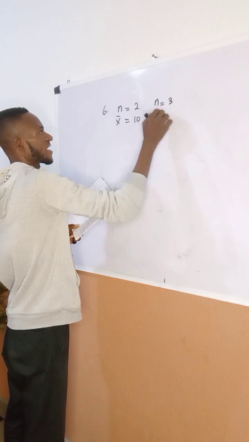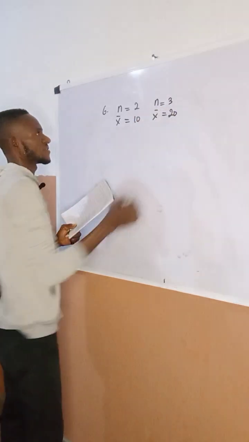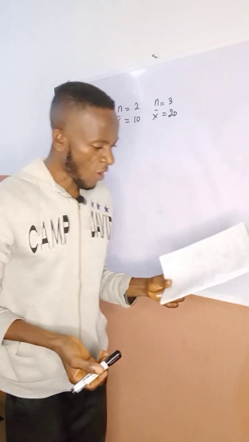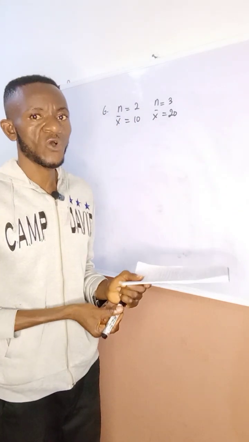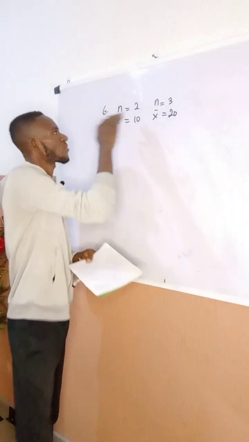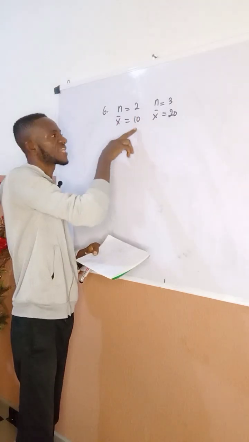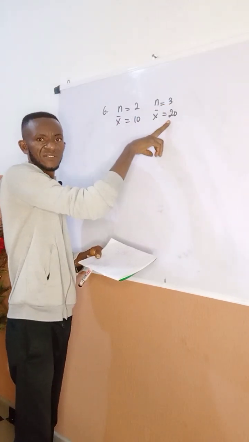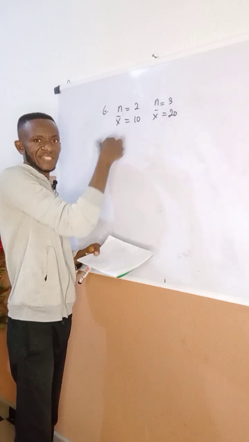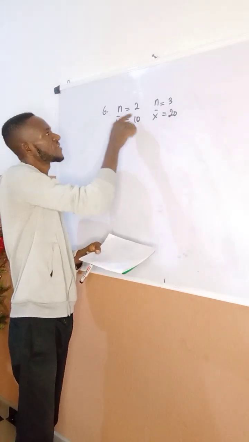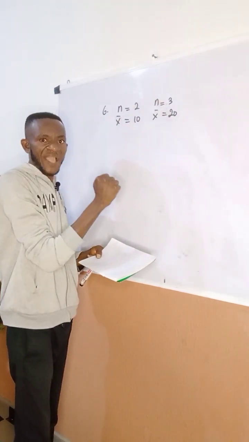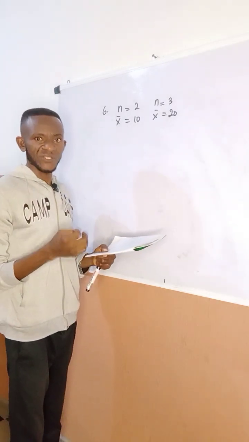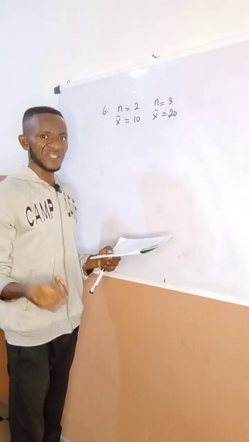Then x bar again equals 20. They say find the mean of the 5 numbers all together. Someone is coming to 2 observations, getting the mean, going to 3 observations, getting the mean. And this time around, we are asking, what if these 2 numbers and 3 numbers are combined together and you are asked to find their mean outrightly? What is the value of the mean?